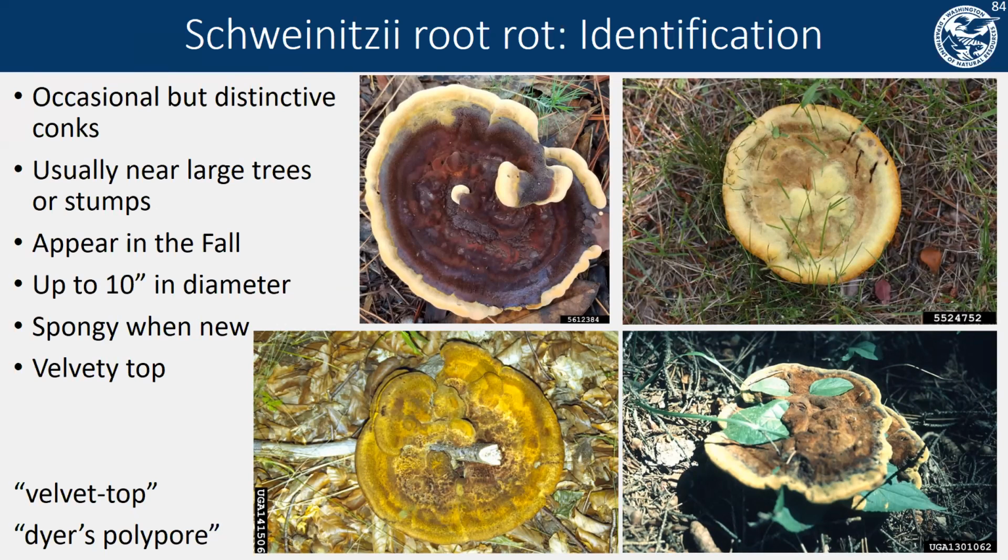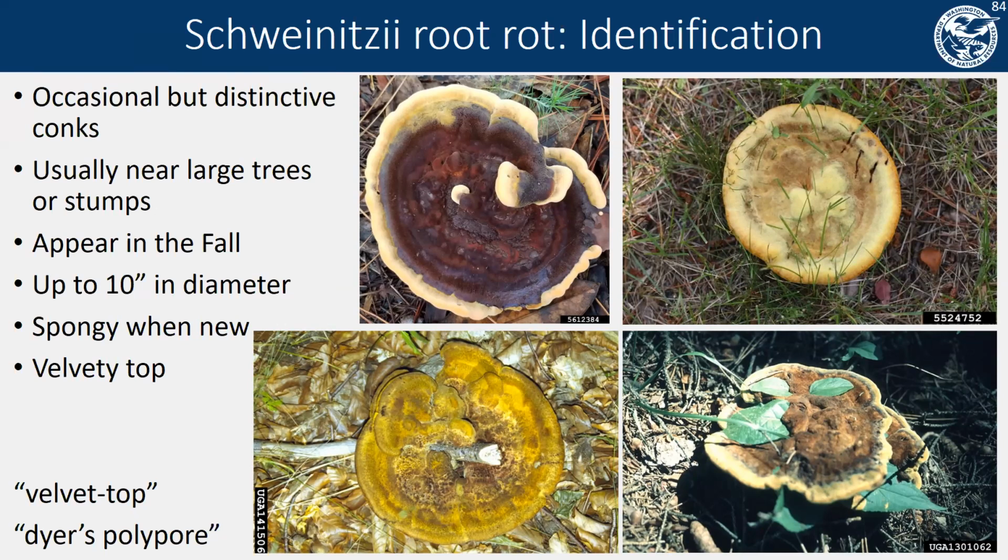This fungus by itself, or if you look at any fungal or mushroom identifying books, might be referred to as velvet top or Dyer's polypore. So keep in mind that this fruiting structure also has common names of its own. Velvet top because it's fuzzy on top, and Dyer's polypore because there are ways to make dye out of these fruiting bodies. So you'll have to ask someone else how to do that. I have never done that.